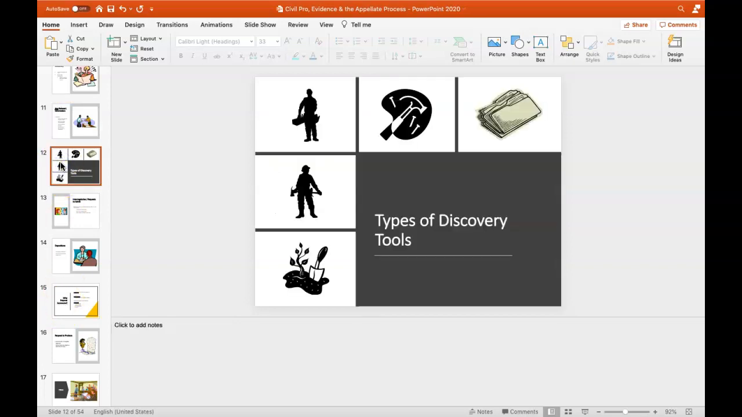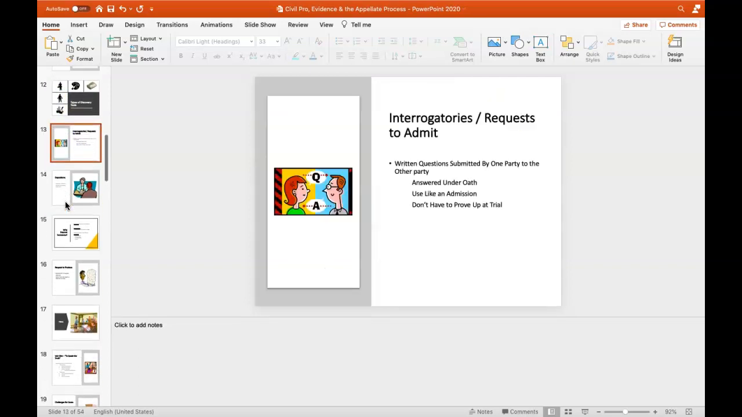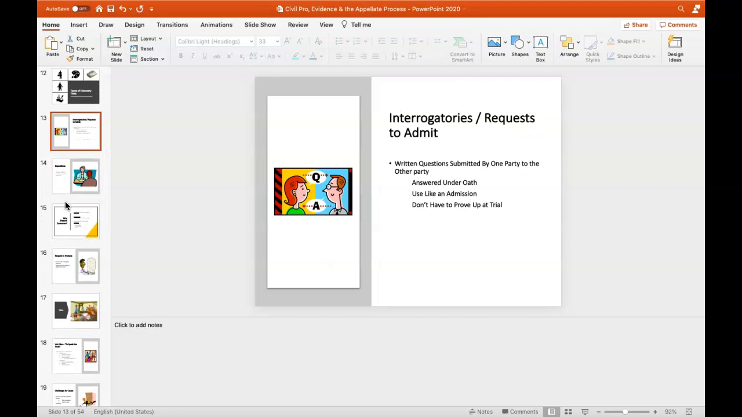There are several methods of discovery. The first are interrogatories. These are written questions about the case submitted by one party to the other party. They must be answered under oath and once completed, need not be proven at trial.